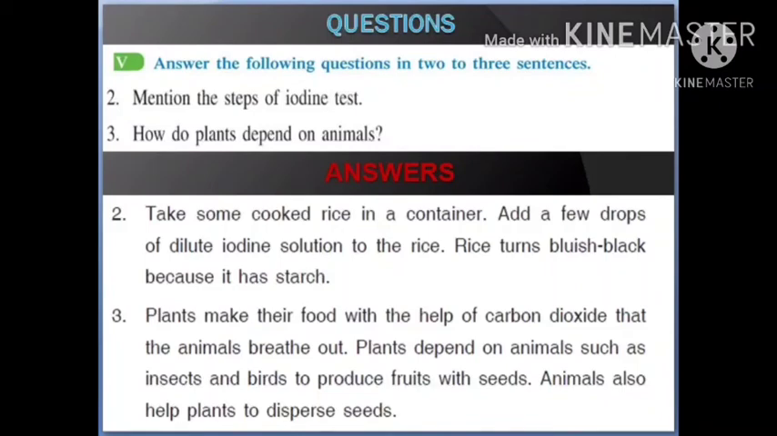How? The plants prepare their own food using carbon dioxide. But from where do they get the carbon dioxide? The animals breathe out carbon dioxide, the same that plants use. And the birds and insects help the plants to produce fruits. Some animals disperse the seeds, meaning some of the animals carry the seeds from one place to another place. This is how the animals help the plants.